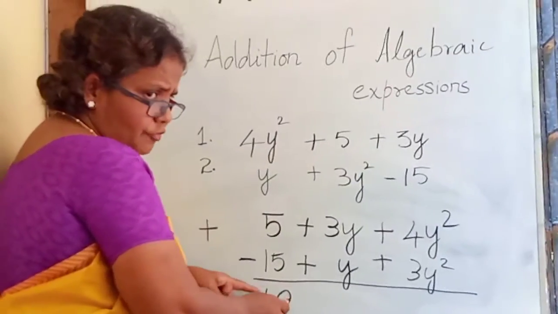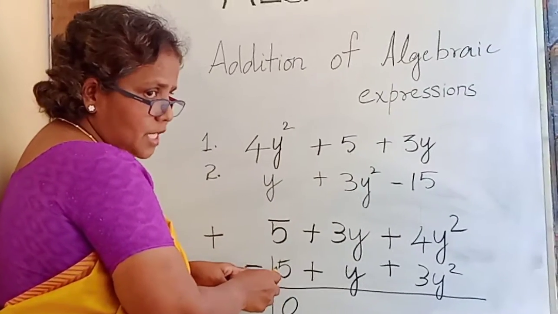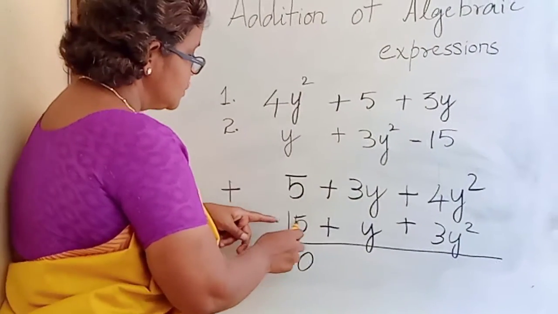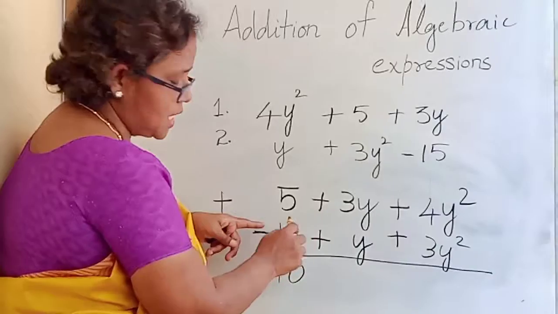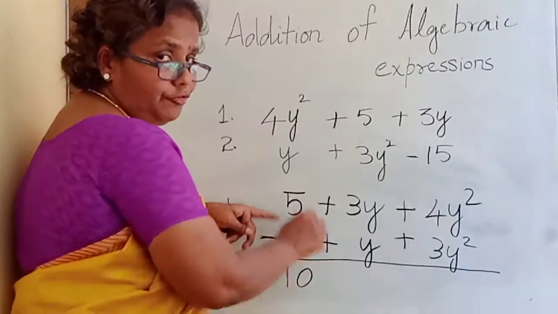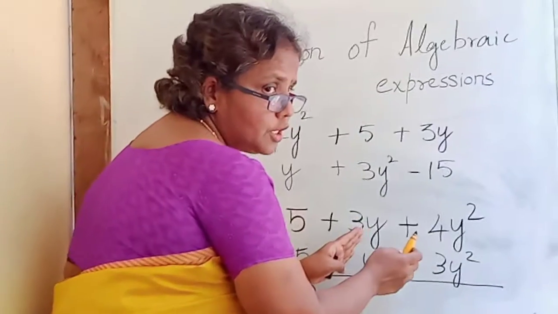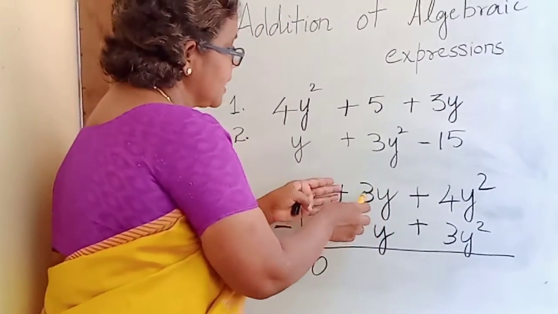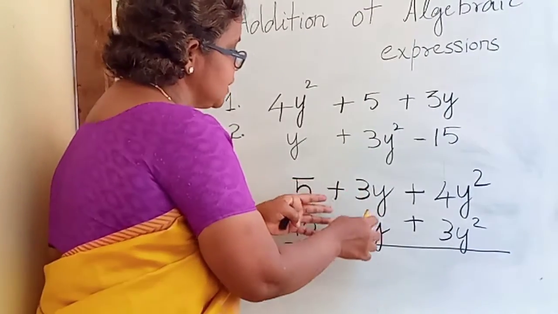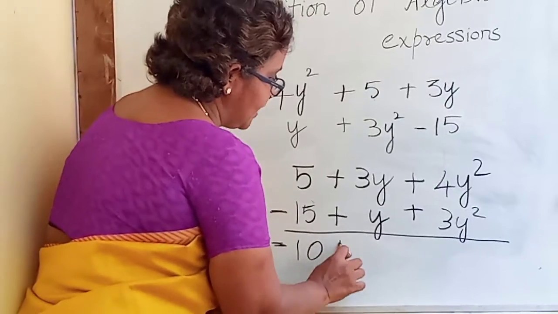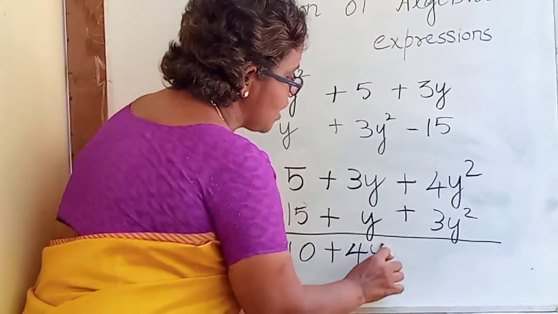But what is the sign of the particular term? The sign of the term is nothing but the sign of the largest term. So, which is the largest term here? 15 is the largest term, and therefore, this answer carries the sign of 15. Moving on to the next like term, which is nothing but the y terms. See, 3y is a positive term and y is also a positive term. You just have to add them together. So you'll be getting 4y.